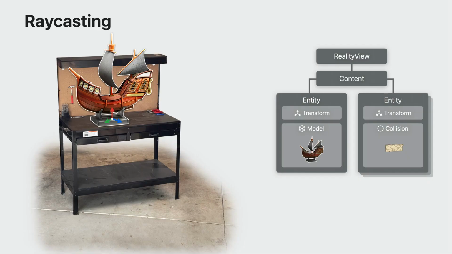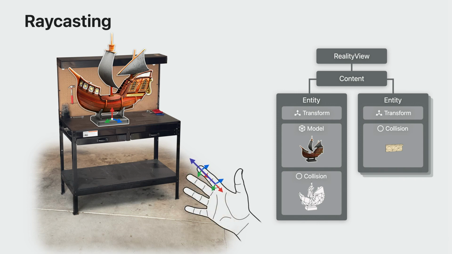Raycasting is not only useful for placing content, but also for interacting with it. Let's see what it takes to raycast against our virtual ship. RealityKit collision components are very powerful. We can let the ship entity participate in collisions by simply adding an appropriate collision component to it, which Reality Composer Pro can help us with. After enabling the ship's collision component and building a new ray from the latest hand joint positions, we can do another raycast to see if the user is pointing at the ship or the table.